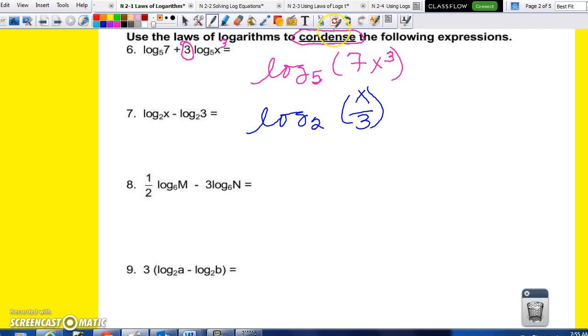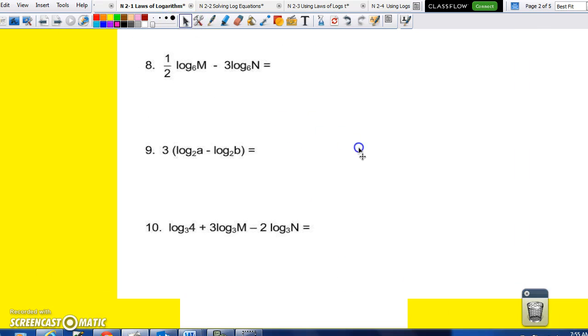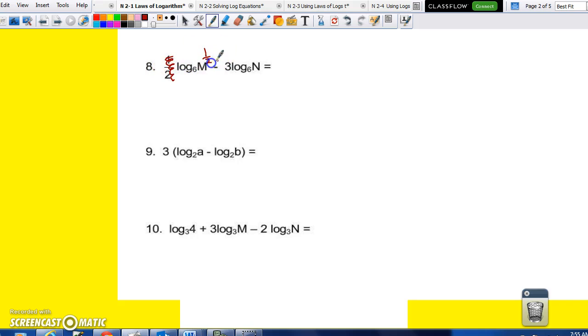So let's look at number 8. As a general rule, guys, it's usually best to deal with your powers first. So in doing that, I know that this 1/2 has to go to the power, and this 3 has to go to the power. So now I'm just going to have log base 6, because I'm subtracting, I'm dividing, of m to the 1/2 divided by n to the 3rd.